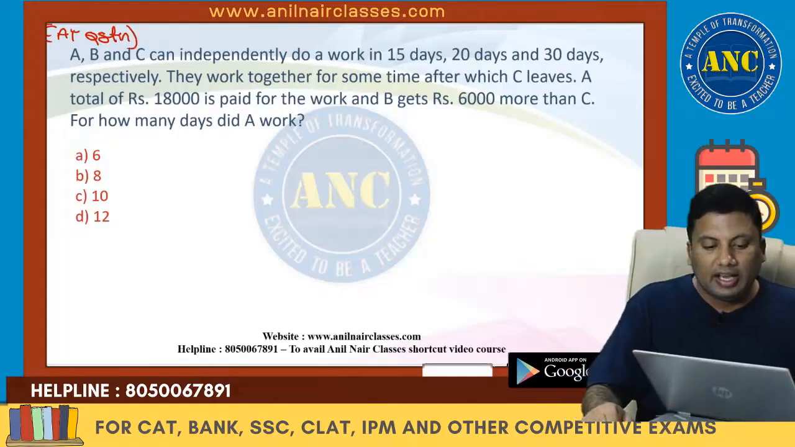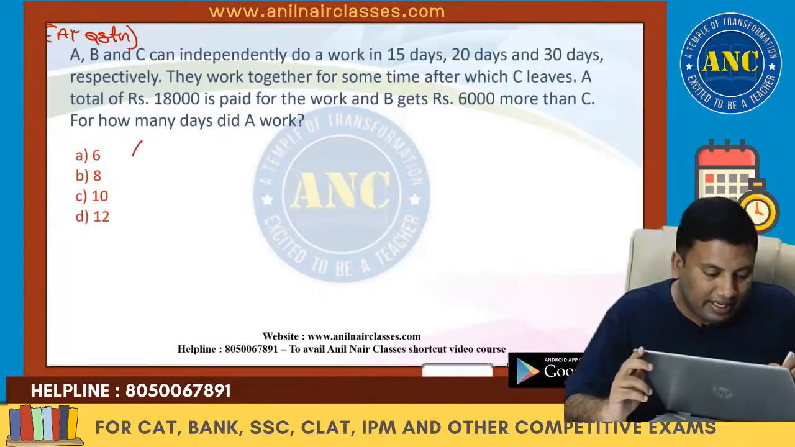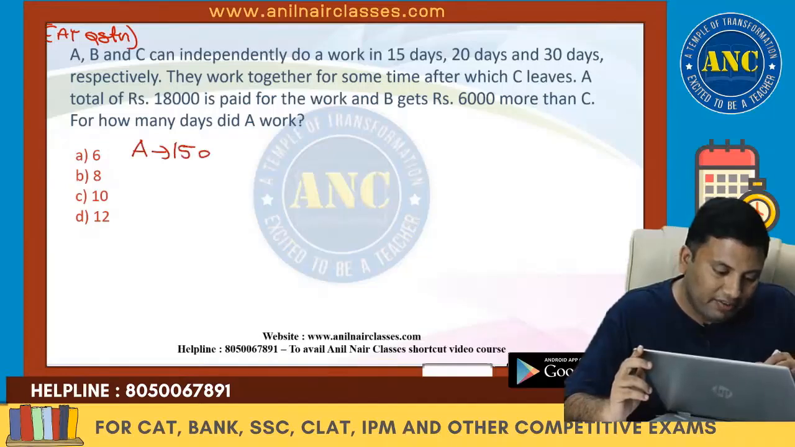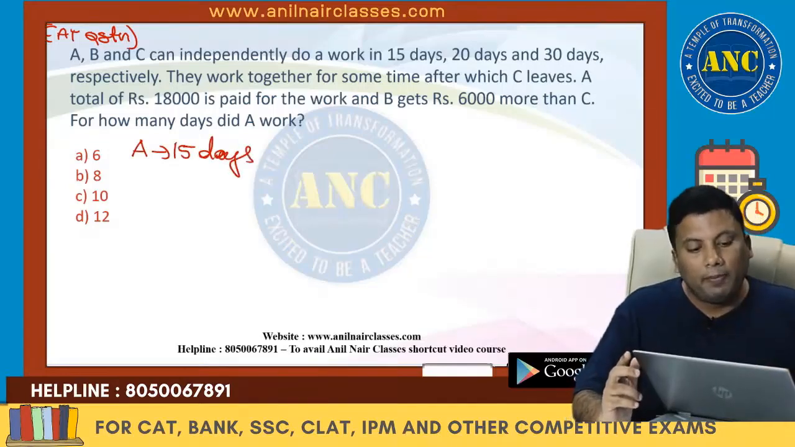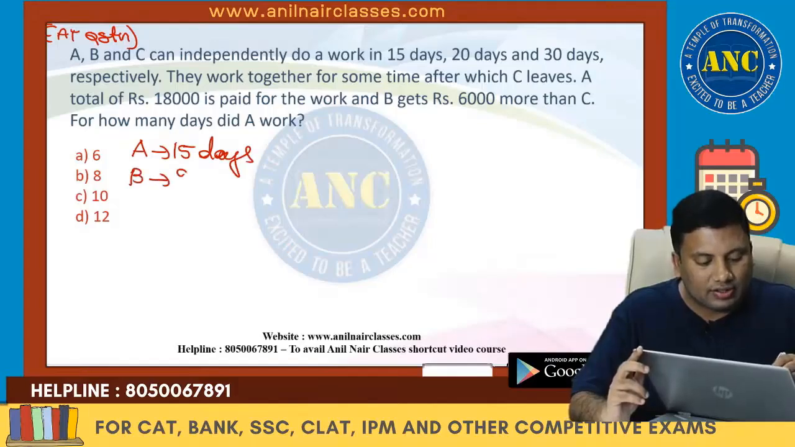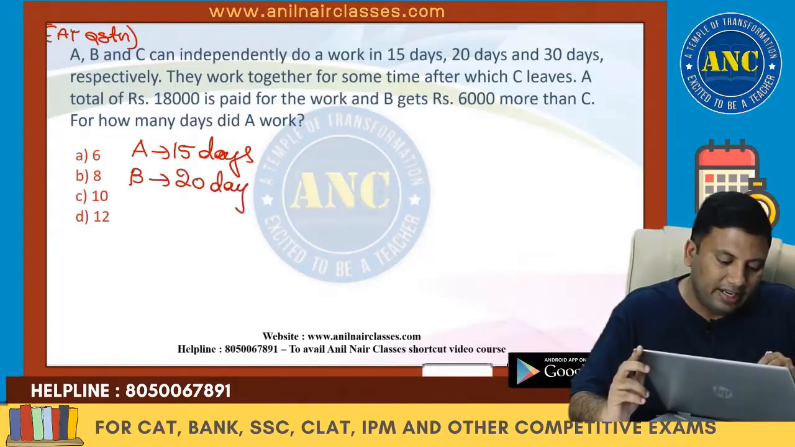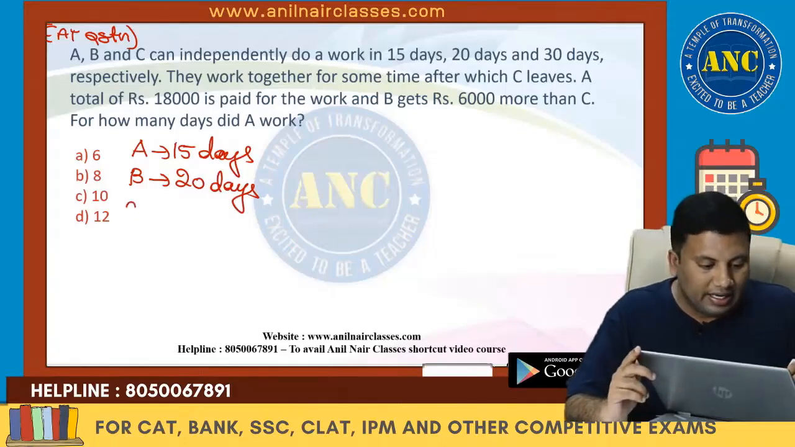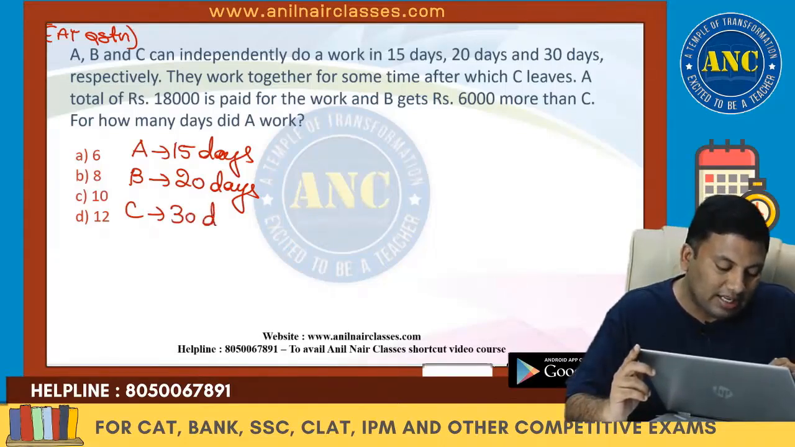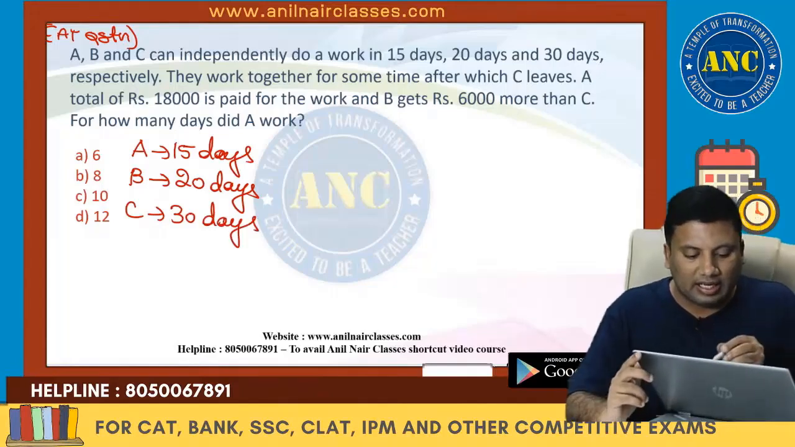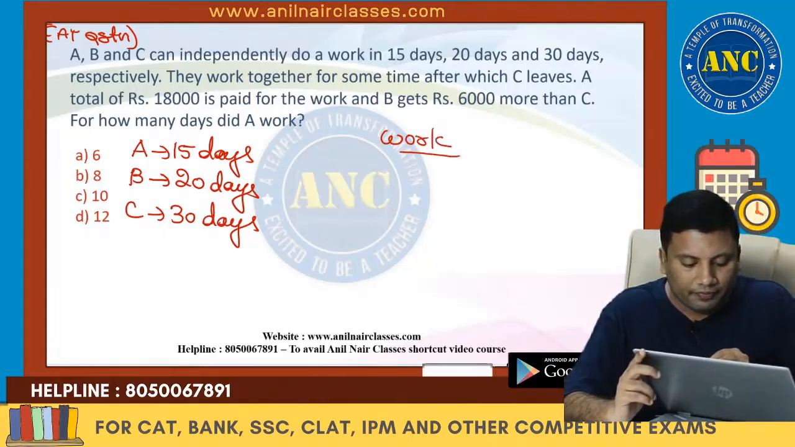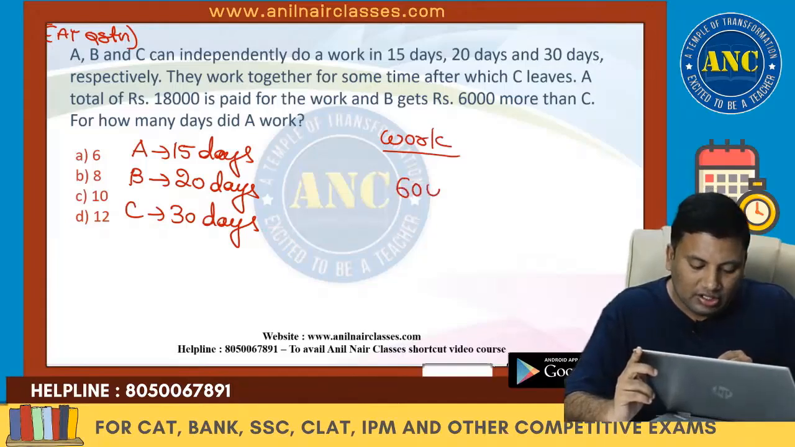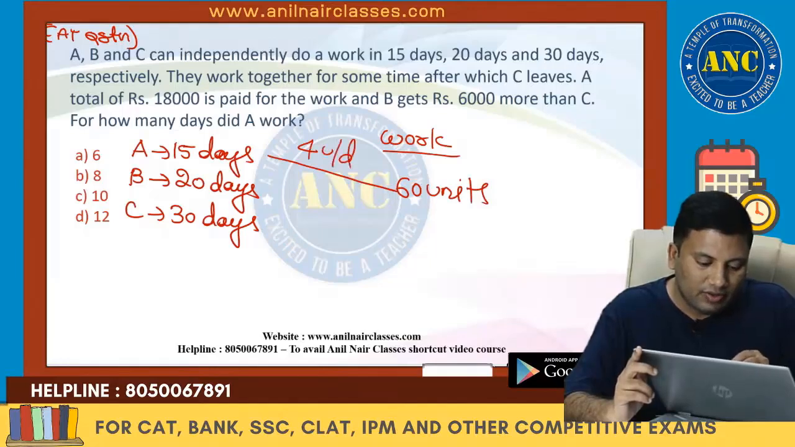A, B and C can independently do a work. A can do the work in 15 days. B can do the work in 20 days. C can do the work in 30 days. Convert into units per day. Total work is 60 units. So A will be 4 units per day, B will be 3 units per day, C will be 2 units per day.